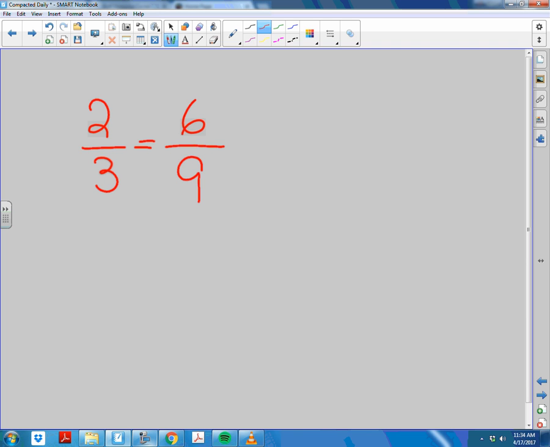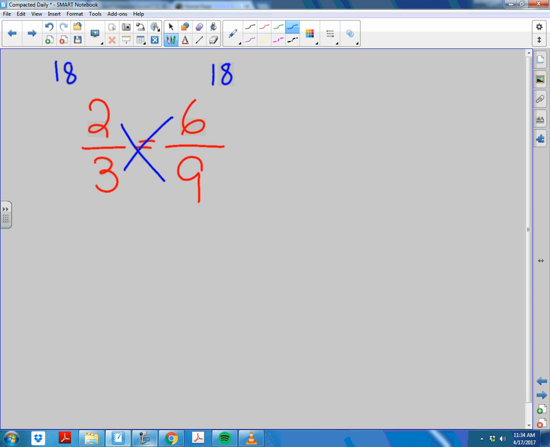Another way to look at it is if you were to cross multiply, 9 times 2 has the same value as 6 times 3. That's, by the way, how you determine if two fractions are equivalent fractions. Okay?